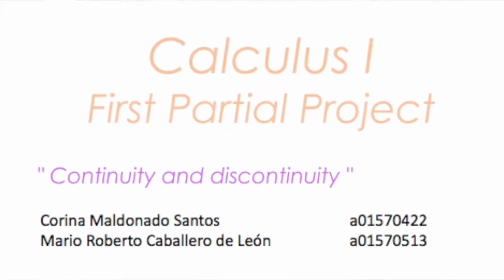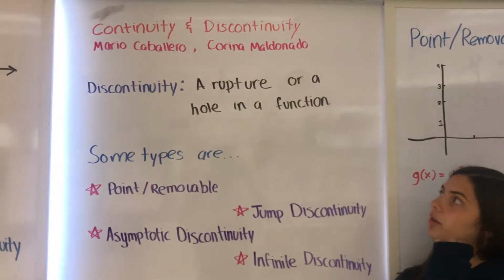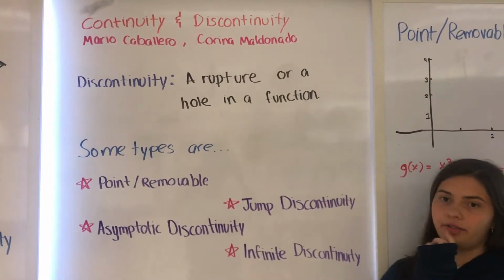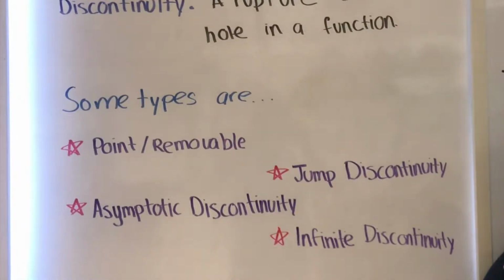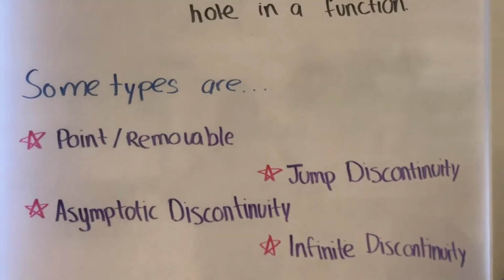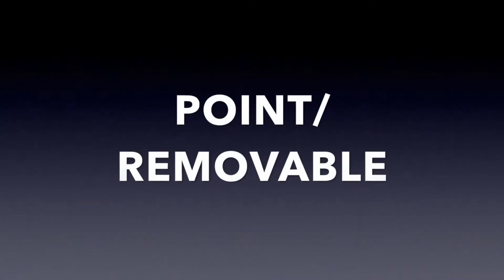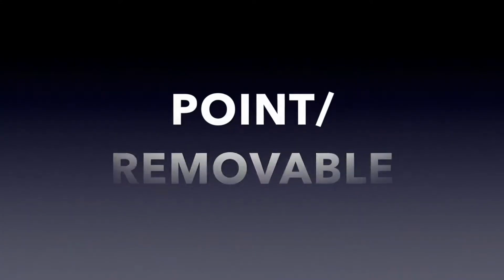Today we're going to talk about discontinuity and continuity. A discontinuity is a hole or a rupture in any function. There are four different types of discontinuities, which are the point removable, the jump discontinuity, the asymptotic discontinuity, and the infinite discontinuity. This is an example of a discontinuity. This is the point removable one.